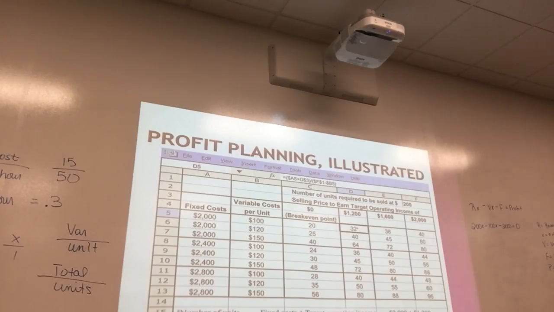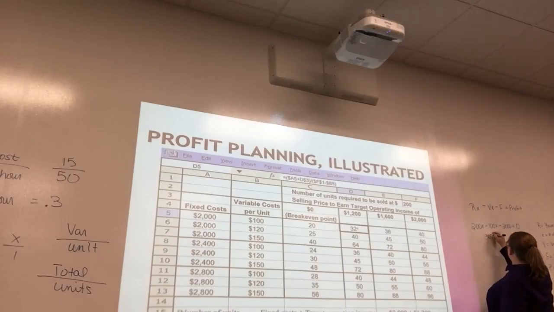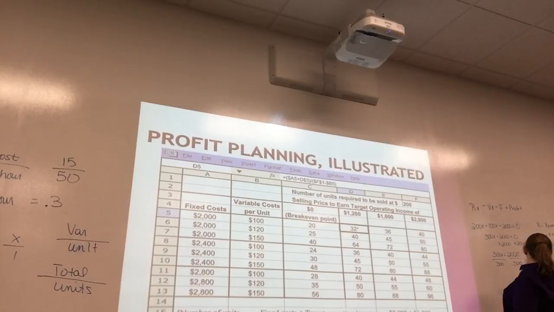You add like terms, so I have 300x plus 2,000, divide by 300. Now here's the key. Now, if 200x minus 100x, shouldn't that be 100x? Oh, 100. Yeah, hello. Thank you. My brain is not working. Darn it. It makes things easier, doesn't it?